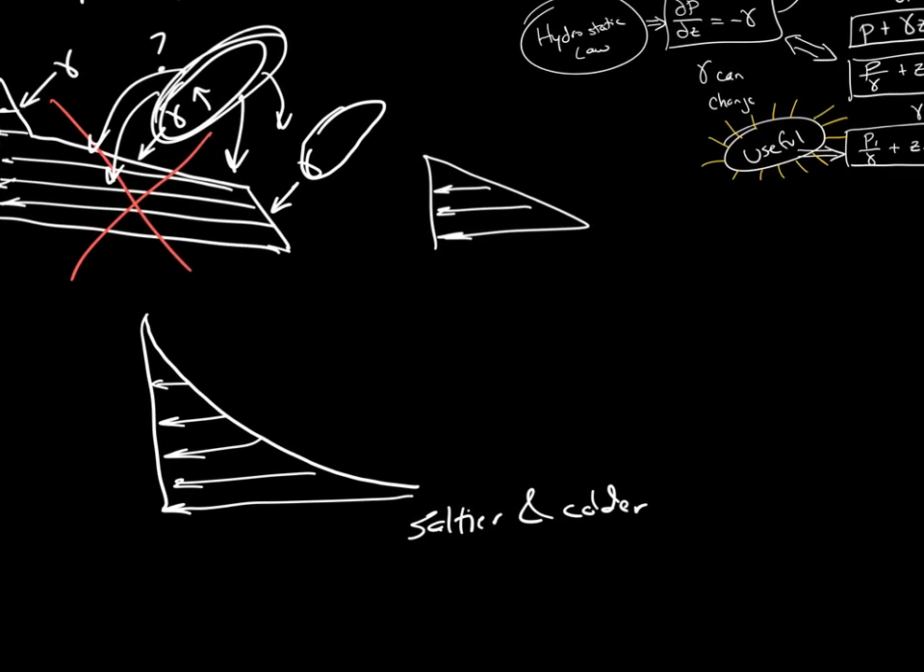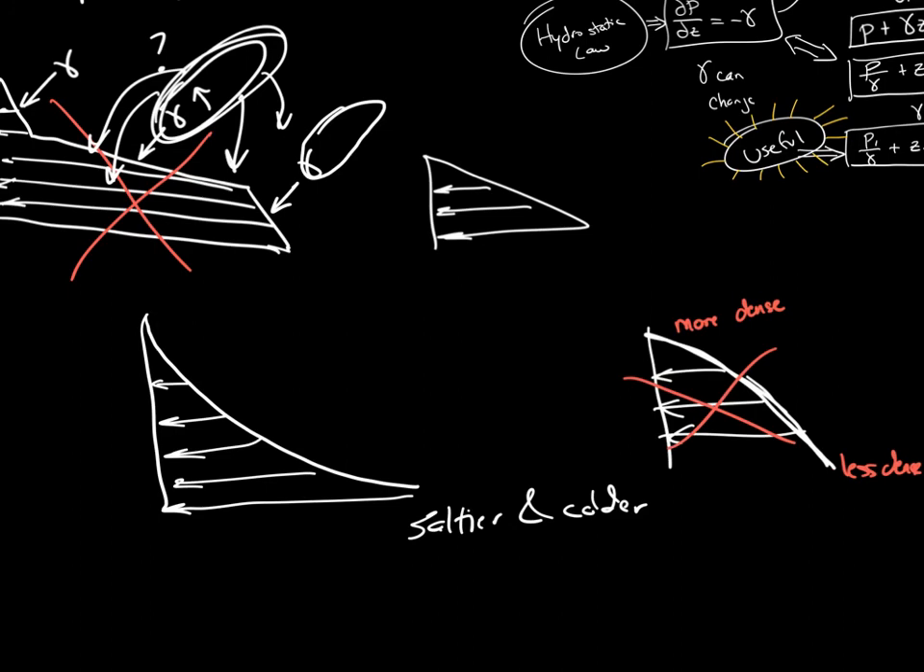Like it cannot do this. It cannot do that, because if it was doing that, we would draw all the arrows. If it did that, then this would be less dense, and this would be more dense. And again, remember, it's all about the slope of that line. So this cannot happen. So that's kind of the gist of it.